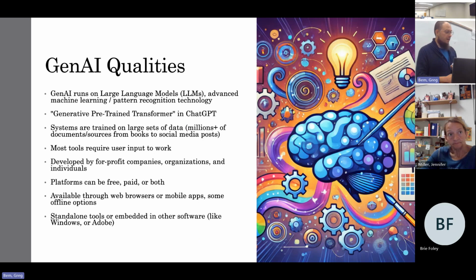And a lot of them are standalone tools, but they also are being found and embedded in other software. So Windows, Adobe programs, Office programs, even Google now has AI functionality. When you do a search, you'll see AI generated content at the top of each search. So there's a wide spectrum of where this technology is showing up.